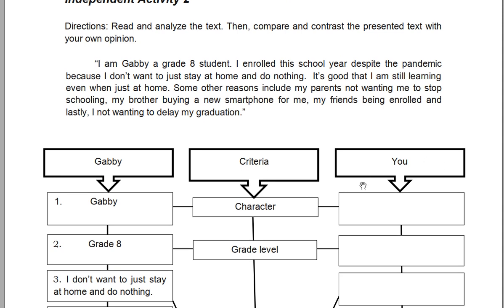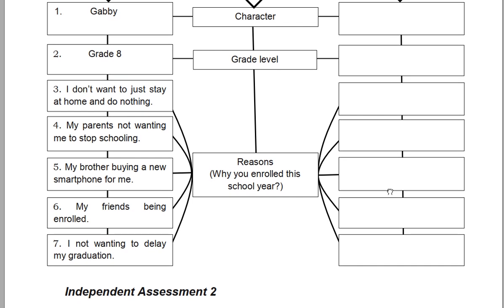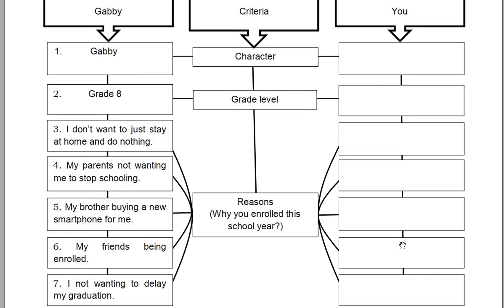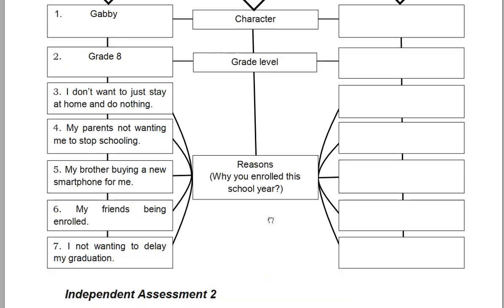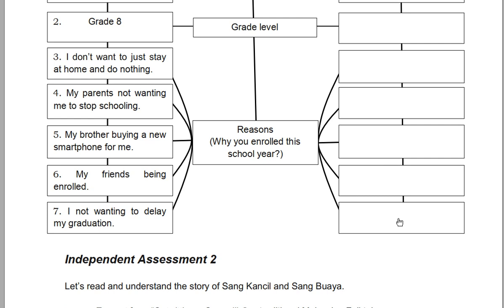So you will write here your name, your grade level, etc. You will just continue and follow the box here that says reasons why you enrolled this school year. So you will answer just that. You have to complete the boxes. Actually, answers only. Do not copy these anymore. Just write your answers, and then write 1, 2, 3, 4, 5, 6, 7 boxes below. Okay, so that's the first one, independent activity 2.